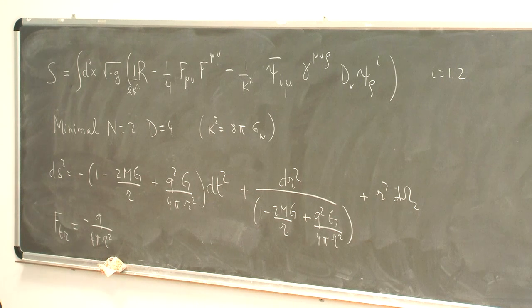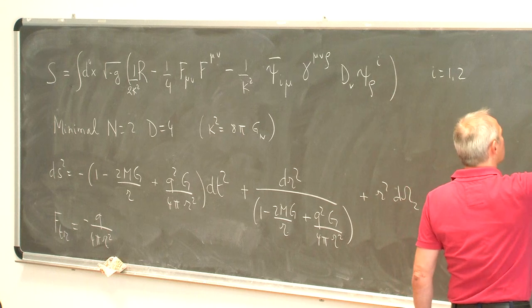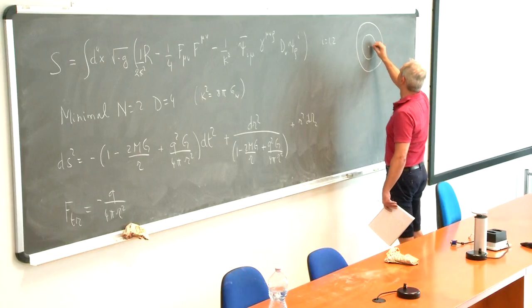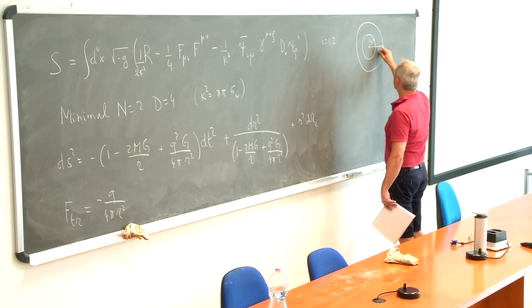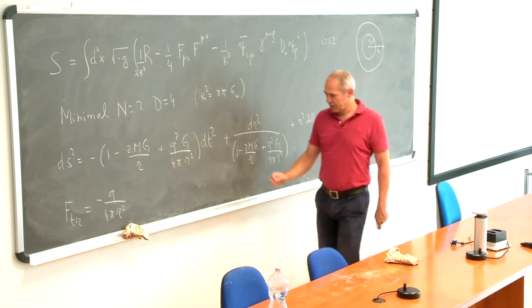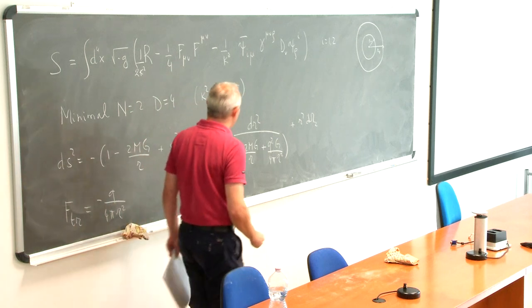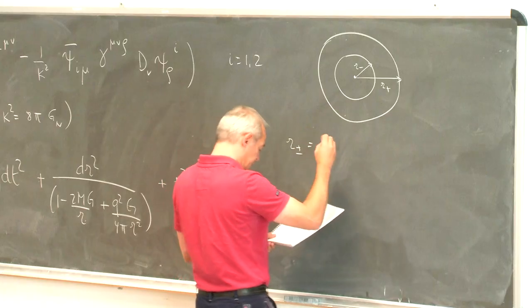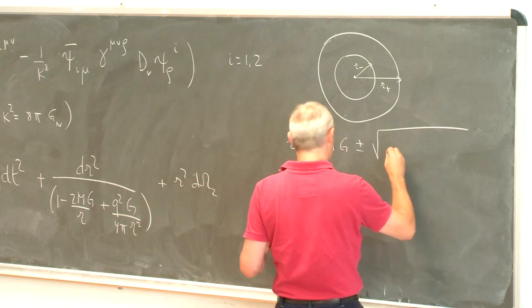The gravitino is set to 0 in this solution. And so this is a black hole that has an inner and an outer horizon. So pictorially, this is R minus and R plus. These horizons can be found by studying the zeros of this function here. And so there's two horizons, R plus and R minus, equals MG plus or minus square root.